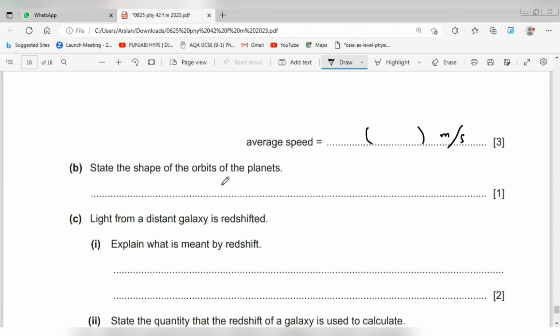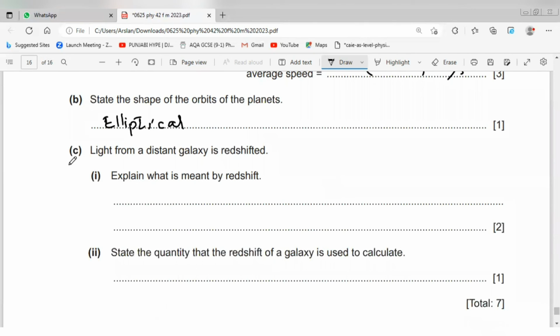Okay, say the shape of the orbit of a planet is like an egg, so you can write elliptical. Okay, next part. Light from a distant galaxy is redshifted. Explain what is meant by redshift.